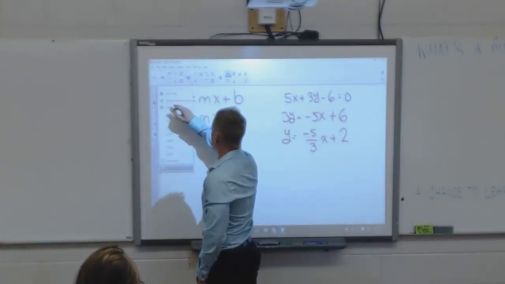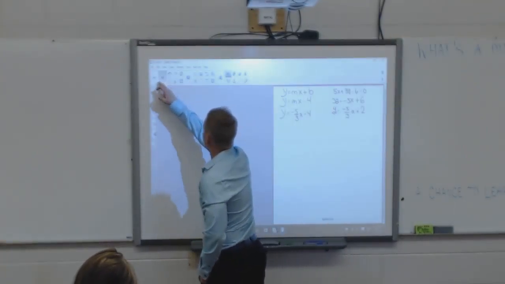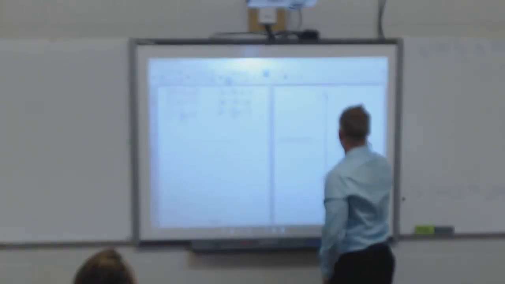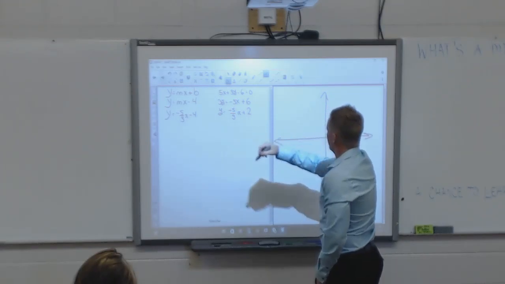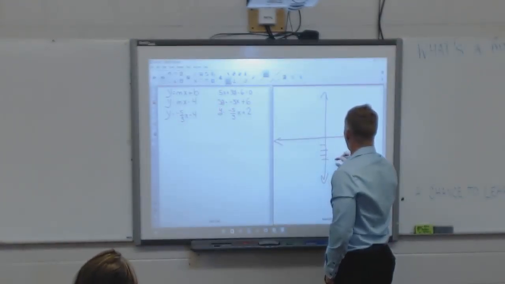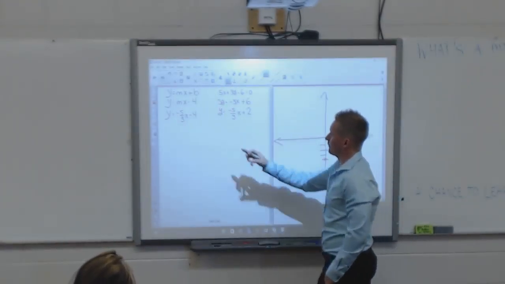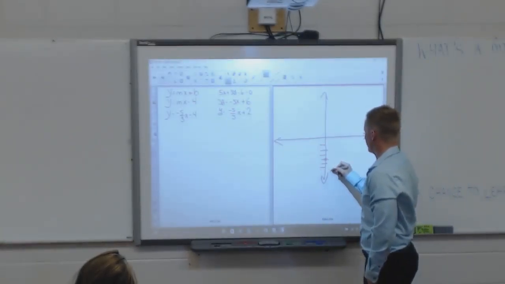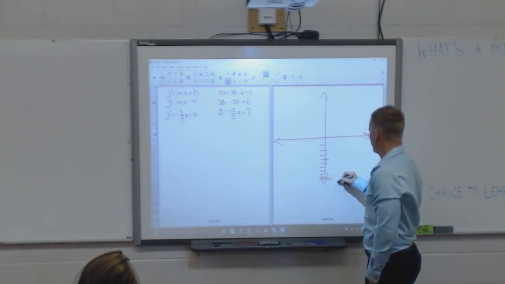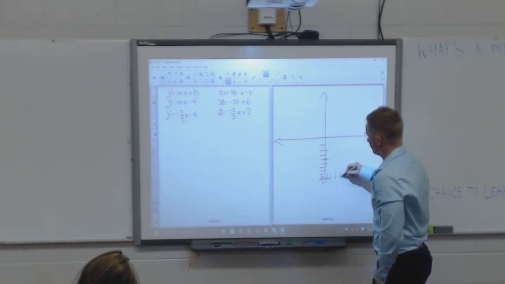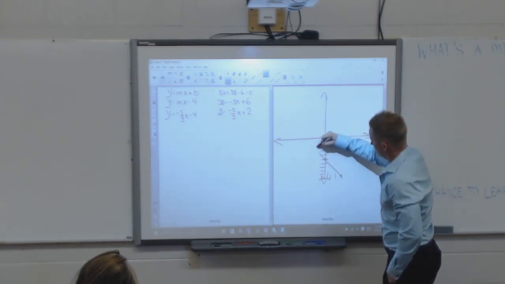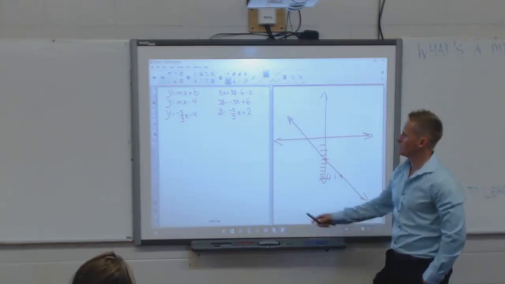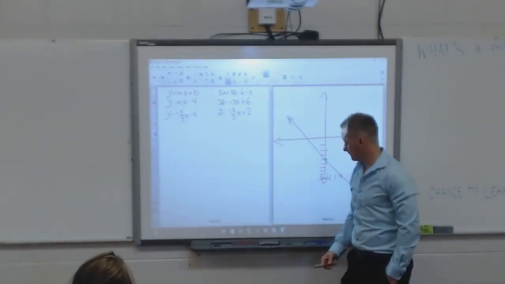So, if I were to draw it, one, 2, 3, 4, right there. There's my 0, negative 4. Where do I got to go from there? Down 5. 1, 2, 3, 4, 5. Right? 1, 2, 3. Correct? There we go. So there's the equation. There's that line right there.